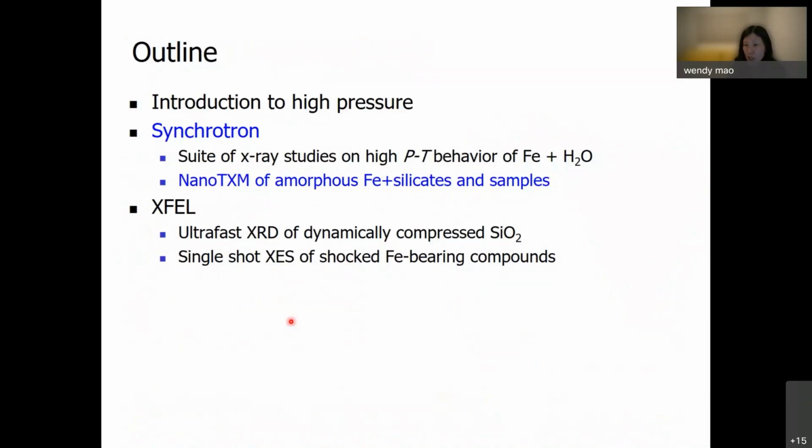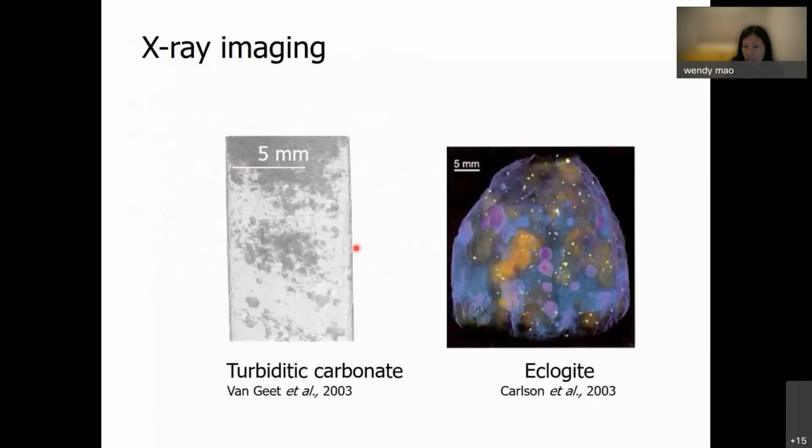We used nanoscale transmission X-ray microscopy. X-ray imaging is a widely used technique, not just in earth science research, though certainly in earth science research, and it's well known in petroleum research and engineering. So you can determine the distribution of, for example, porosity in this oil impregnated turbiditic carbonate sample. Also, you can differentiate multiple phases as long as you have sufficient X-ray absorption contrast.